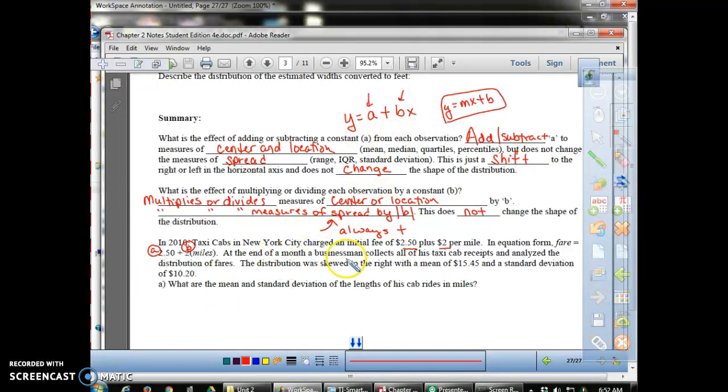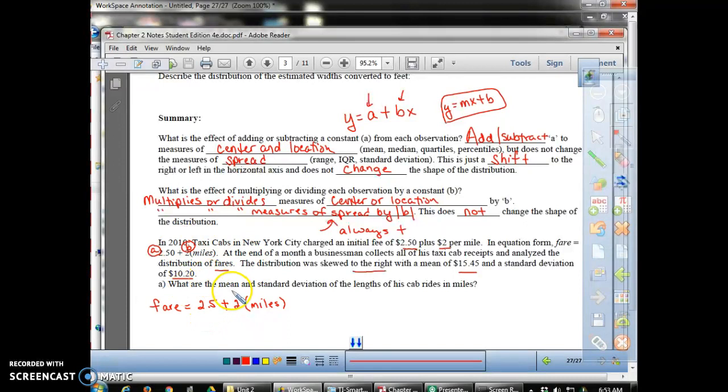At the end of a month, a businessman collects all of his taxi cab receipts and analyzes the distribution of fares. So that's how much he actually paid. The distribution was skewed to the right, and the mean of 15.45 and a standard deviation of 10.2 was what he had for his fares. So we want to basically write out this equation. So fare is equal to 2.5 plus 2 times the miles. So essentially, if you knew the miles, you could transform using a linear transformation to create the fare. So you'd multiply the miles by $2, and then you would add $2.50. So it's like a flat fee of $2.50.